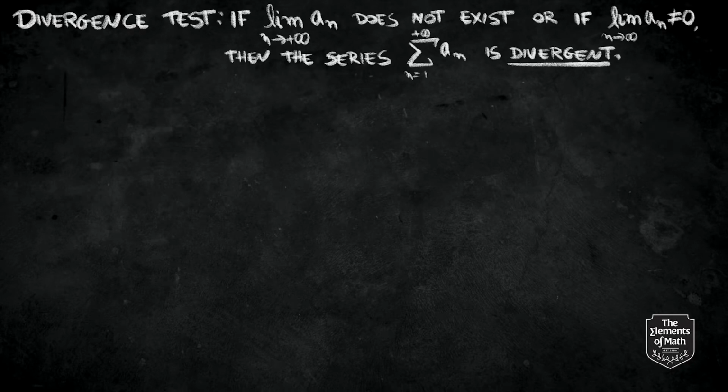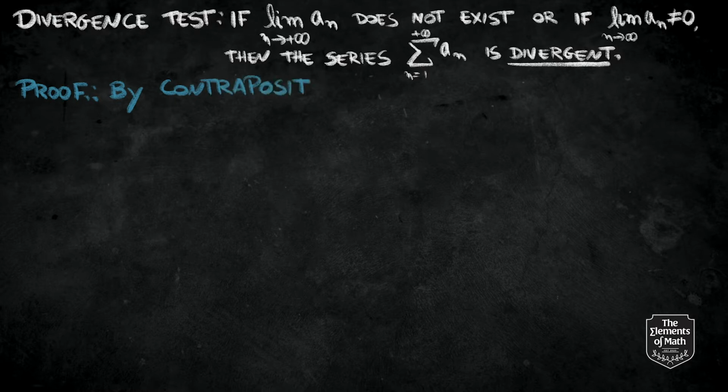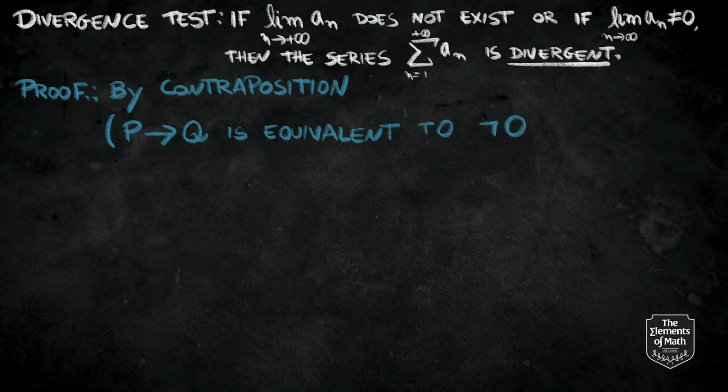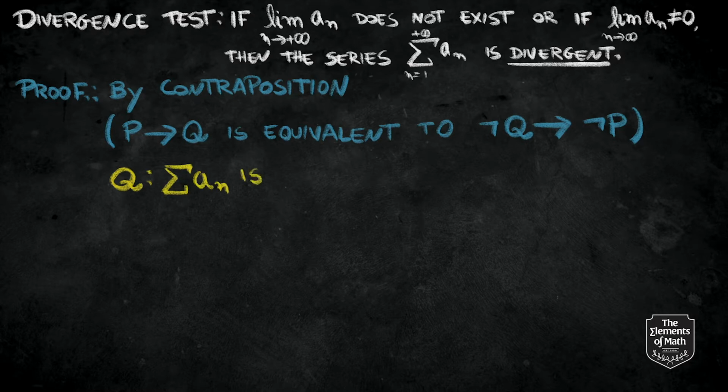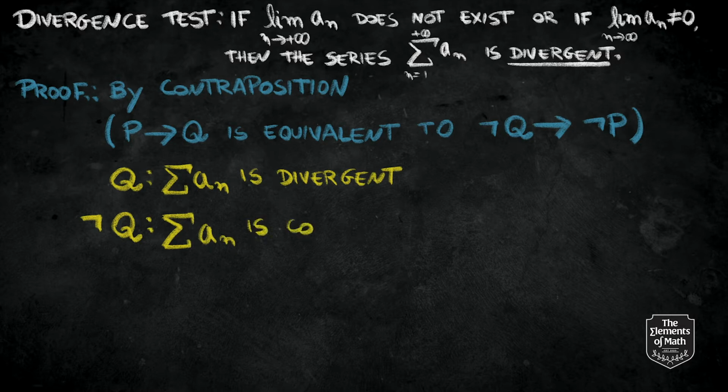Okay, let's prove this test by contrapositive. Contrapositive is a rule of inference used in proofs. So you should know that P implies Q is equivalent to not Q implies not P. Let me write here. In my case, Q is going to be: the series of a_n is divergent. So what would be not Q? Not Q means not divergent. Not divergent means my series is convergent.